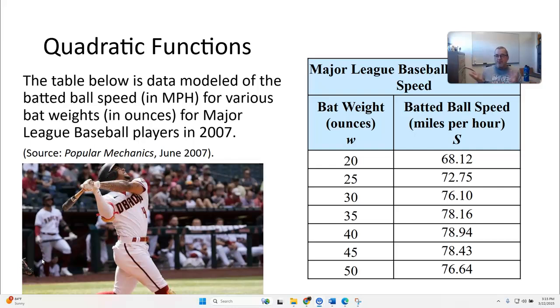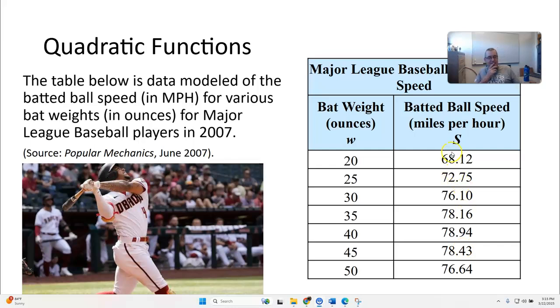So in this case, found from Popular Mechanics, we have a table showing data that has the batted ball speed for various bat weights in ounces. So I'm going to use W for weight and S for speed for my variable names. And the bat weight in ounces is increasing by 5 ounces at a time. And the batted ball speed for that weight of bat is as shown.